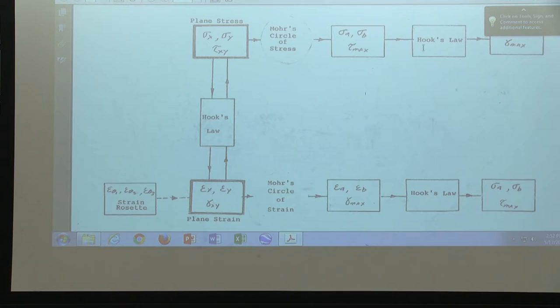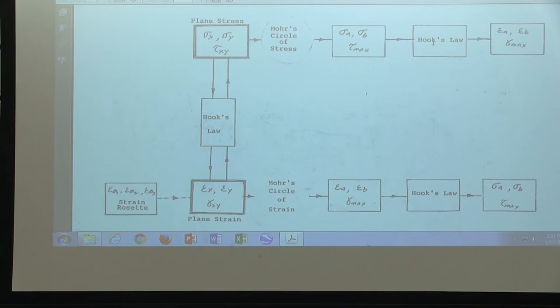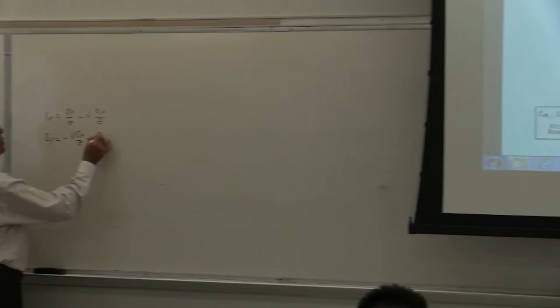If I need the epsilon, I can use Hooke's law. Remember Hooke's law? Everybody remembered Hooke's law. I put it on the board last time. Epsilon x was equal to what? Sigma x over E minus nu sigma y over E. We don't have sigma z. Is that correct or not? Yes? You want to write it again? Go ahead, write this. Epsilon y equal to minus nu sigma x over E plus sigma y over E.